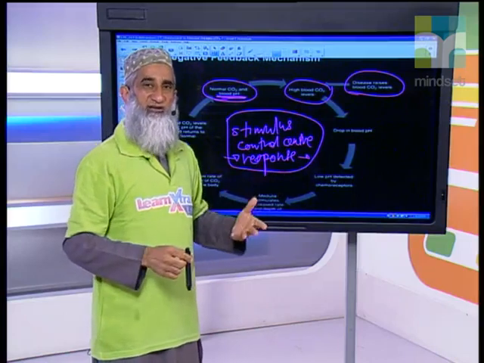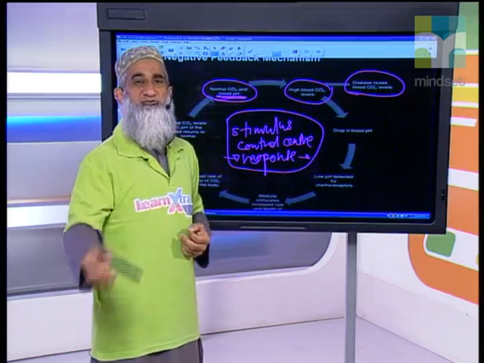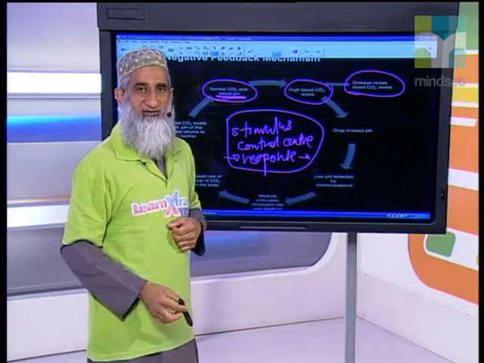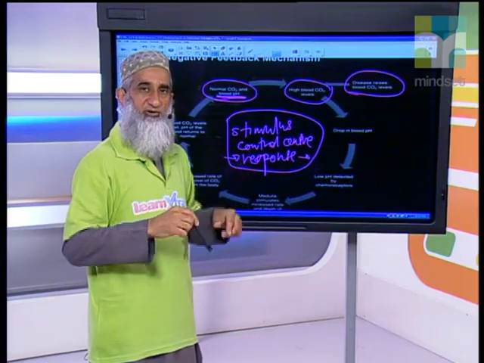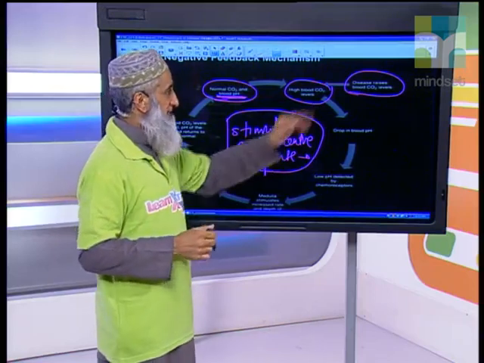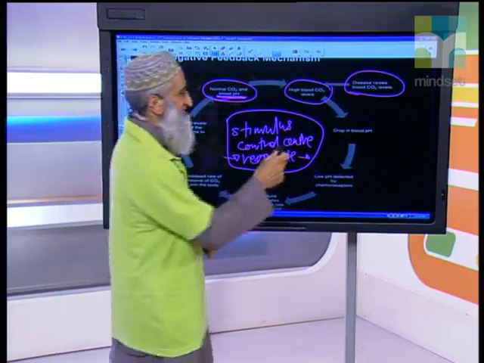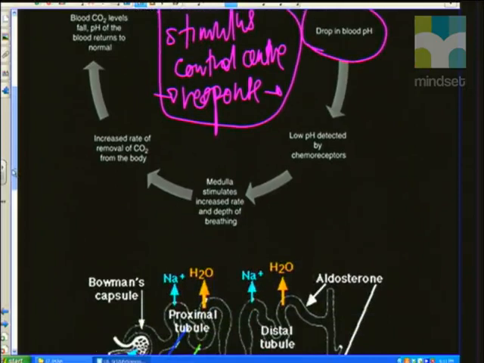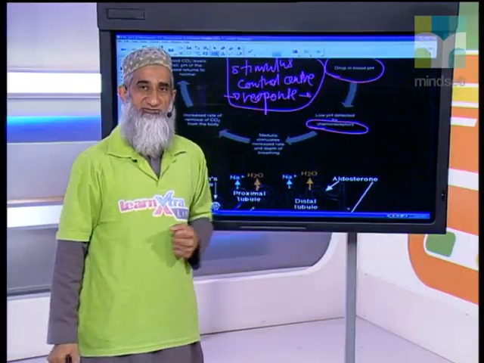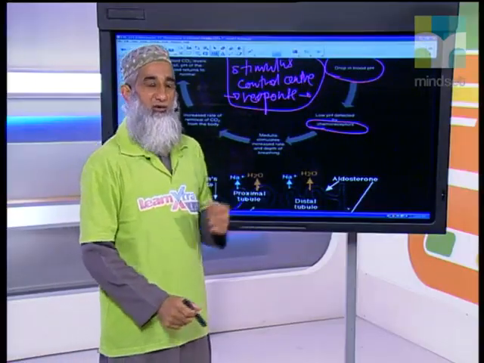But carbon dioxide does not have to wait for that. You could be exercising, you could be running a marathon. Because the oxygen is not getting there fast enough and your carbon dioxide is not being released quick enough, your carbon dioxide levels will increase. What does this do? It drops the pH levels in the blood. What does this do? It's picked up by chemoreceptors in the carotid artery and in the medulla oblongata.